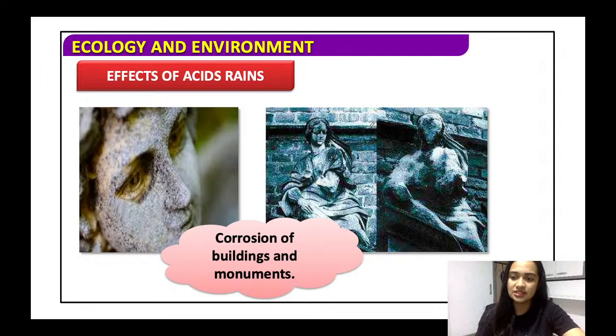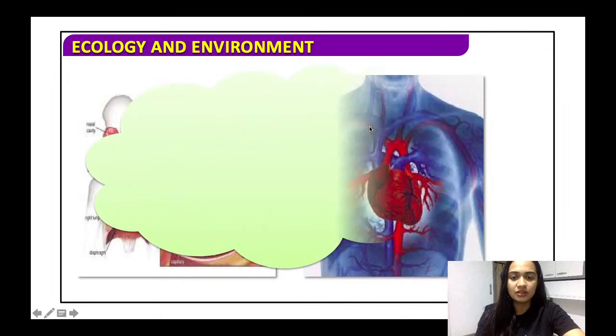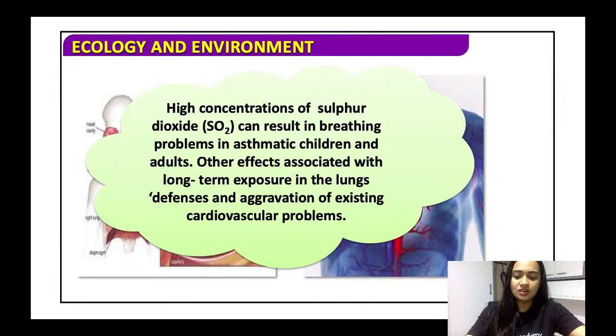एसिड एलिमेंट्स. ये एसिड एलिमेंट्स कहाँ से आ रहे हैं? आपके एसिड रेन से. So, high concentrations of sulfur dioxide, that is SO2, can result in breathing problems in asthmatic children and adults. So, एक बहुत air pollution से सबसे ज़्यादा जो बीमारी होती है, that is asthma, that is your breathing problem. So, SO2 again is the main cause of asthma.